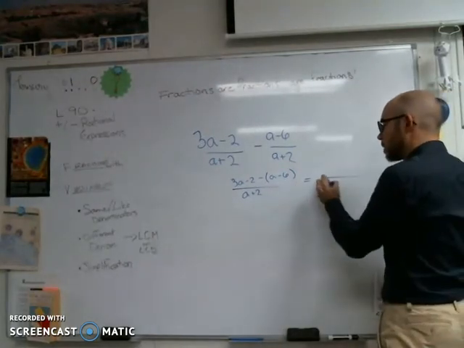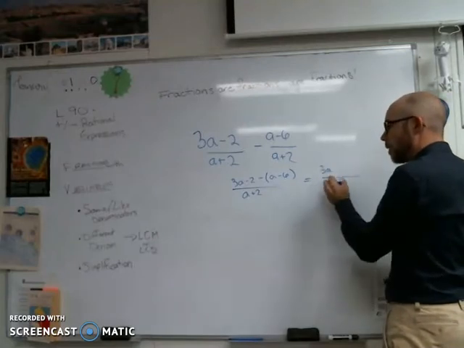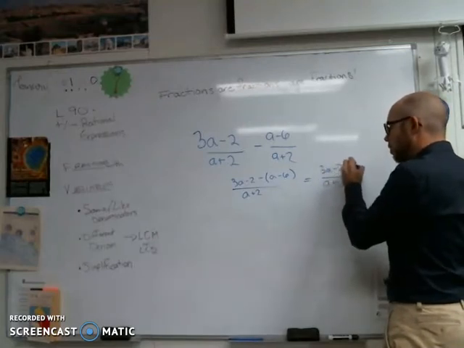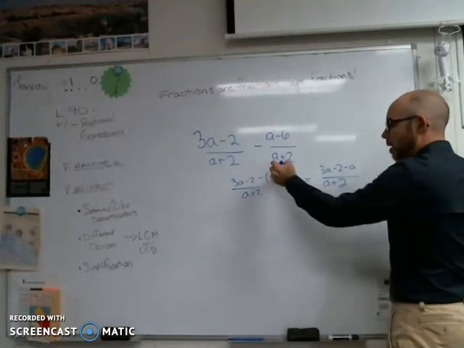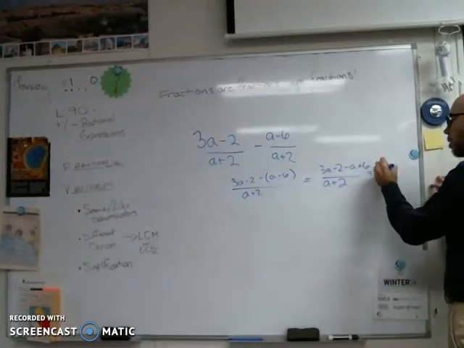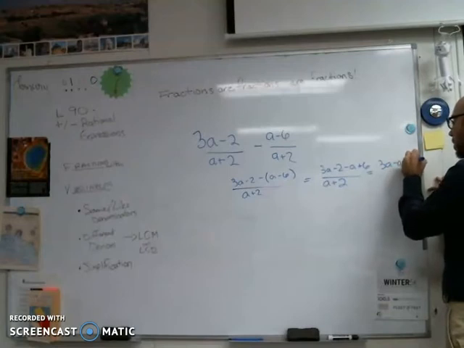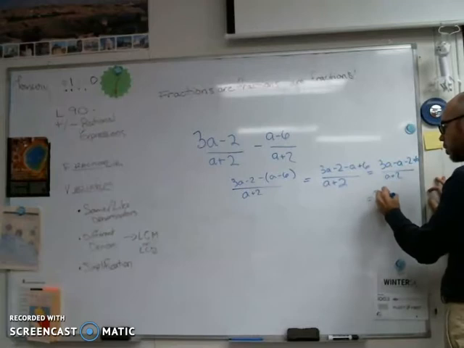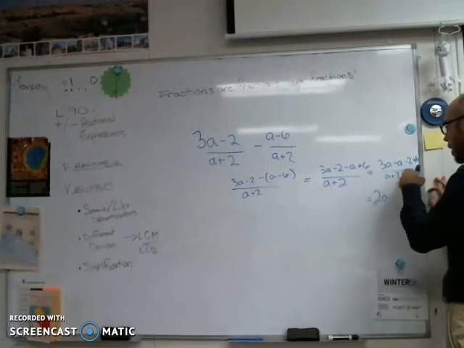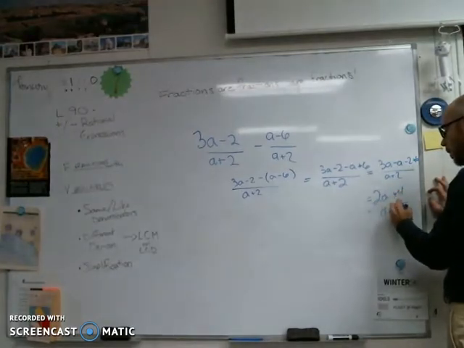So simplifying the top, though the bottom is already done, I've got 3a minus 2 minus a, and then minus minus 6, which is plus 6, which I could rearrange into 3a minus a, and then minus 2 plus 6, which simplifies down to 2a. 3a minus 1a is 2a. And negative 2 plus 6 is the same thing as 6 minus 2, so that's 4 over a plus 2.